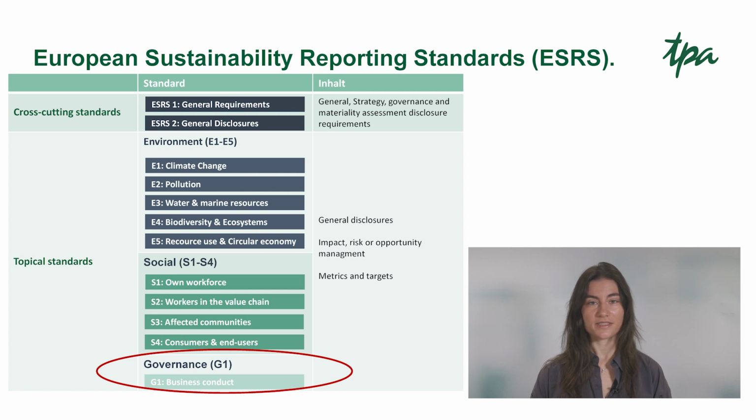The ESRS, European Sustainability Reporting Standards, are European standards for sustainability reporting addressing companies that fall under the scope of the CSRD, Corporate Sustainability Reporting Directive. As you can see, these standards are divided into cross-cutting standards, topical and sector-specific standards. In addition to 5 environmental and 4 social standards, the topical standards include 1 governance standard, ESRS G1 Business Conduct.